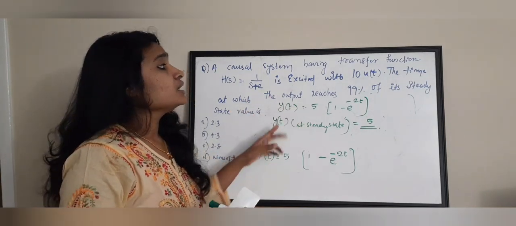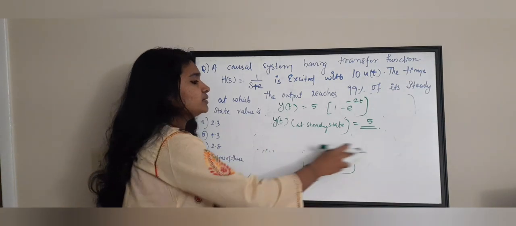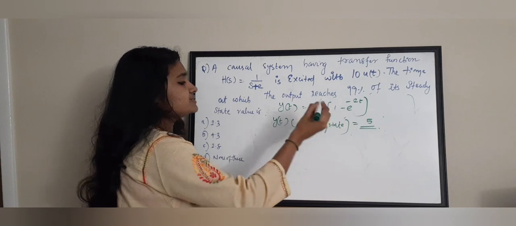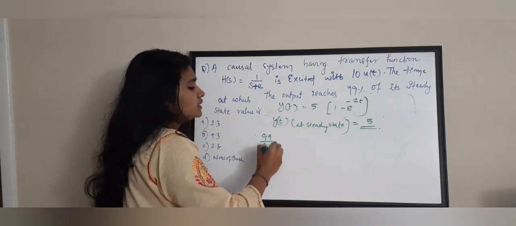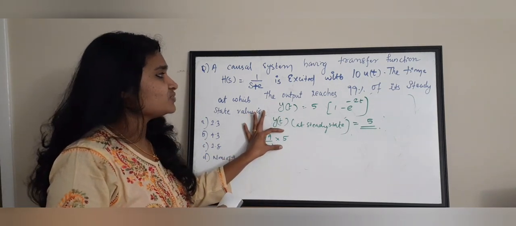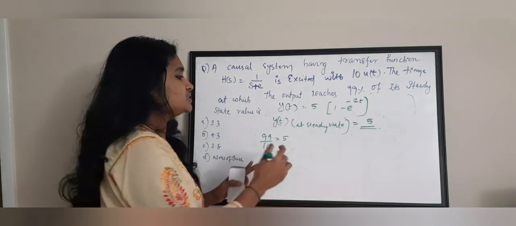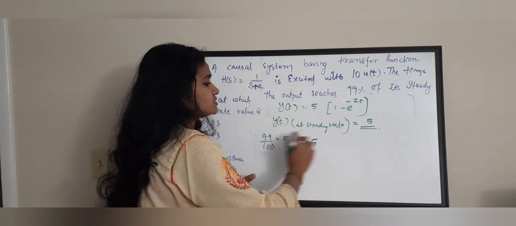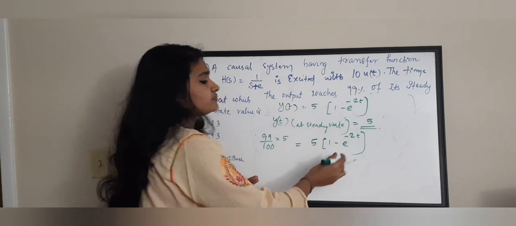So the steady state value of this function is 5, and we have to find the time when the output reaches 99% of the steady state value. So what is 99% of the steady state value? First find that. Steady state value is 5. 99% means 99 by 100 into 5 is your 99% of the steady state value. And we need to find at what time this value is achieved, meaning we have to equate this y of t with this and find the time parameter.